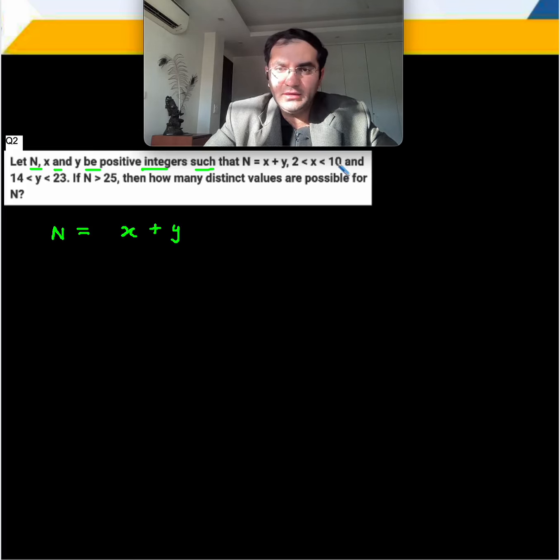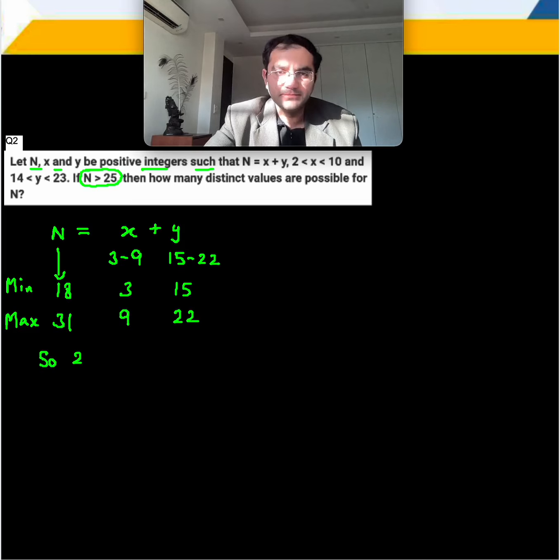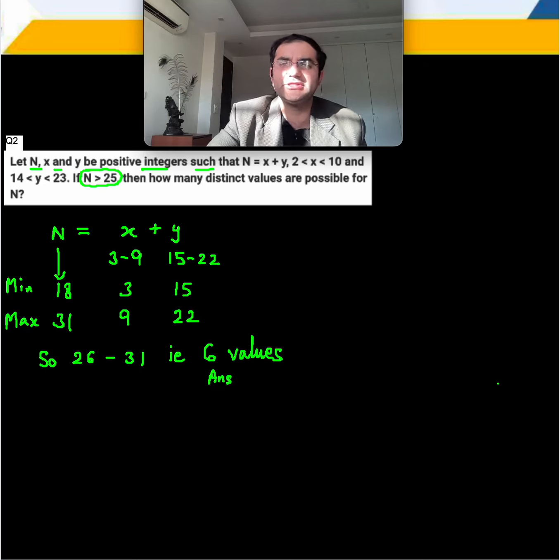So let me find the minimum for n and the maximum for n. How do you find the minimum value for n? Take the minimum of x and y, that will be 3 and 15. So the minimum is 18. How do you find the maximum? Take the maximum values for x and y, that's 9 and 22. That takes me to 31. So n will go from 18 to 31, but n is greater than 25. So the distinct values for n are from 26 to 31, and that is a total of 6 values, and that is the answer. Straightforward, simple question.